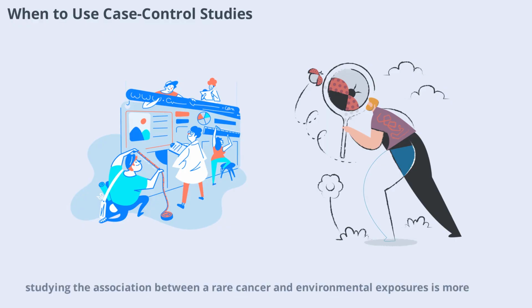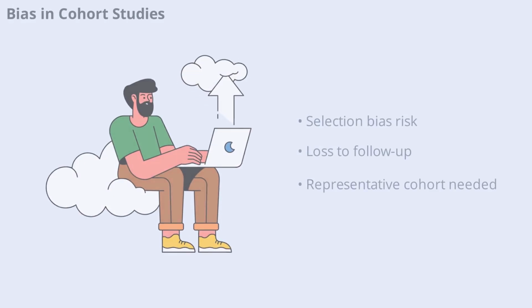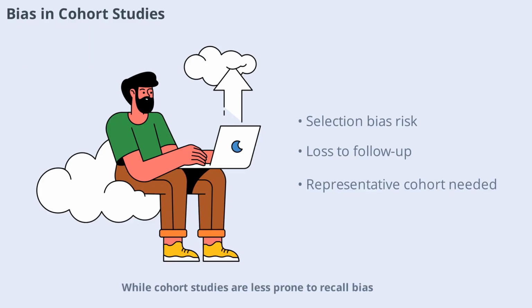For instance, studying the association between a rare cancer and environmental exposures is more practical with a case control design due to the efficiency in identifying cases. While cohort studies are less prone to recall bias, they can still be affected by other types of bias. Selection bias can occur if the cohort is not representative of the general population. Loss to follow-up is another concern, as participants who drop out may differ systematically from those who remain. Careful study design and follow-up procedures are essential to minimize these risks.